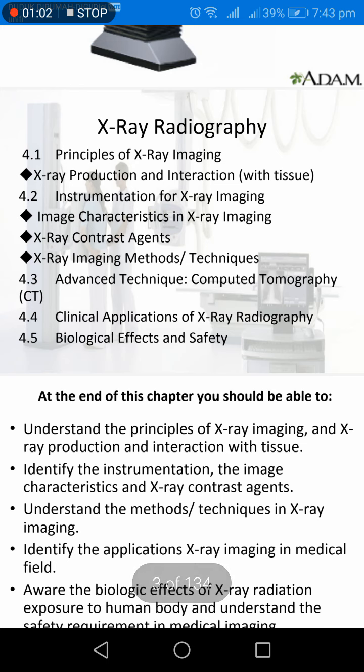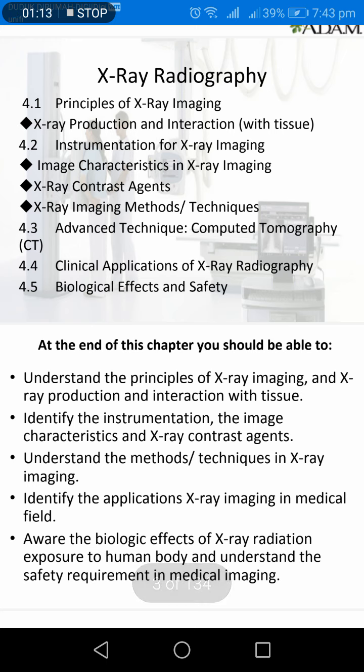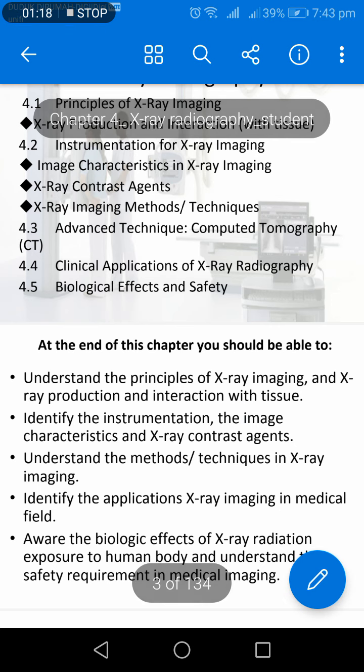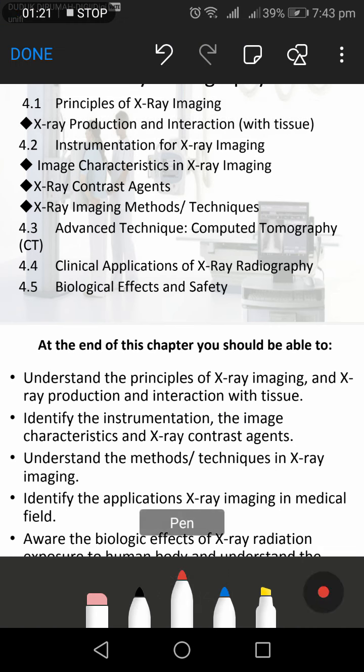So before we go further, let's have a look at the contents of our lecture for today. We're going to look into the principles of X-ray imaging. And then within the X-ray imaging principles, we are looking into the X-ray production and interaction within the tissue. Next, we're looking into the details on the instrumentation of X-ray imaging.